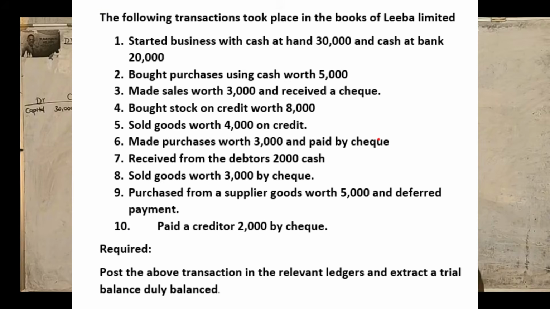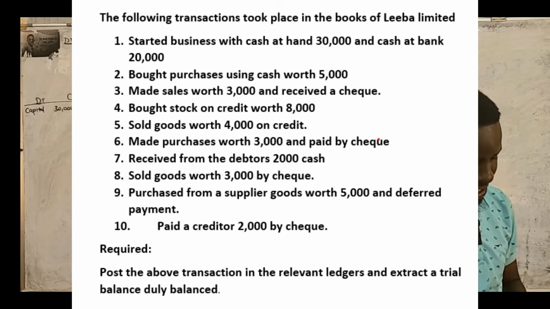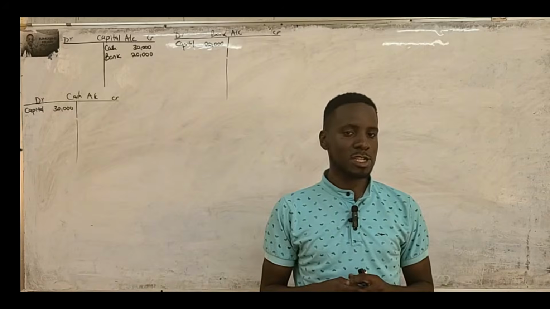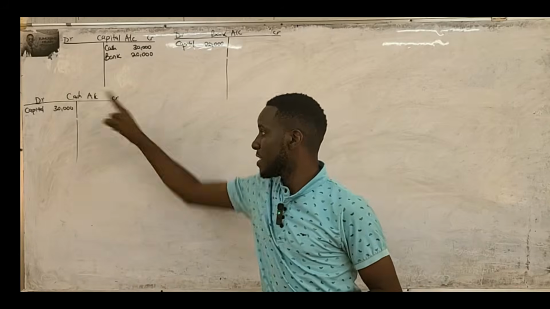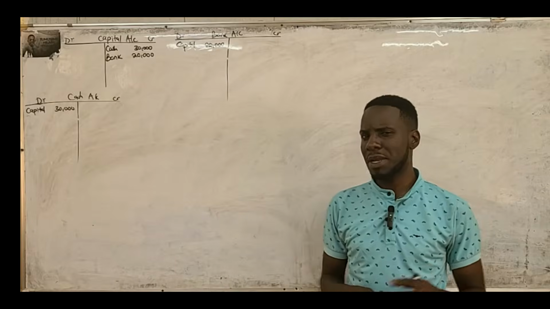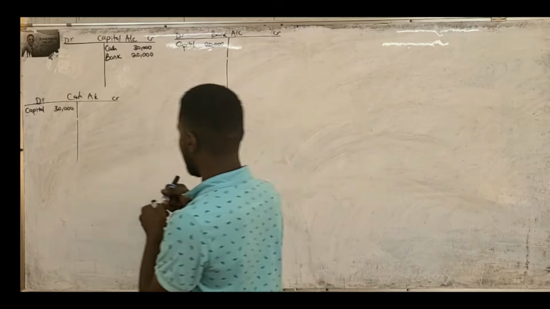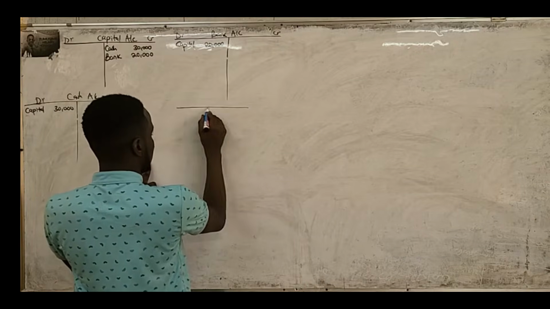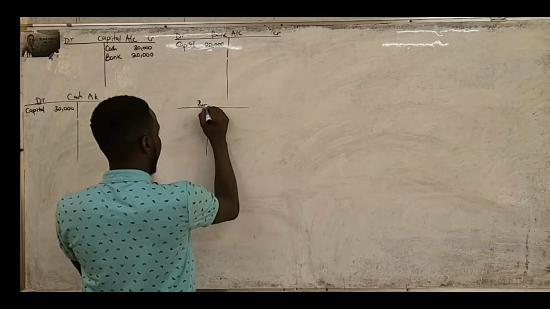So the next transaction says, bought purchases using cash worth 5,000. Now, what you need to know is we were supposed to open up the purchases account and the cash account, but we only have the cash account. So it means all that we have to do now is to open up the purchases account. So we come here and open up what they call the purchases account.